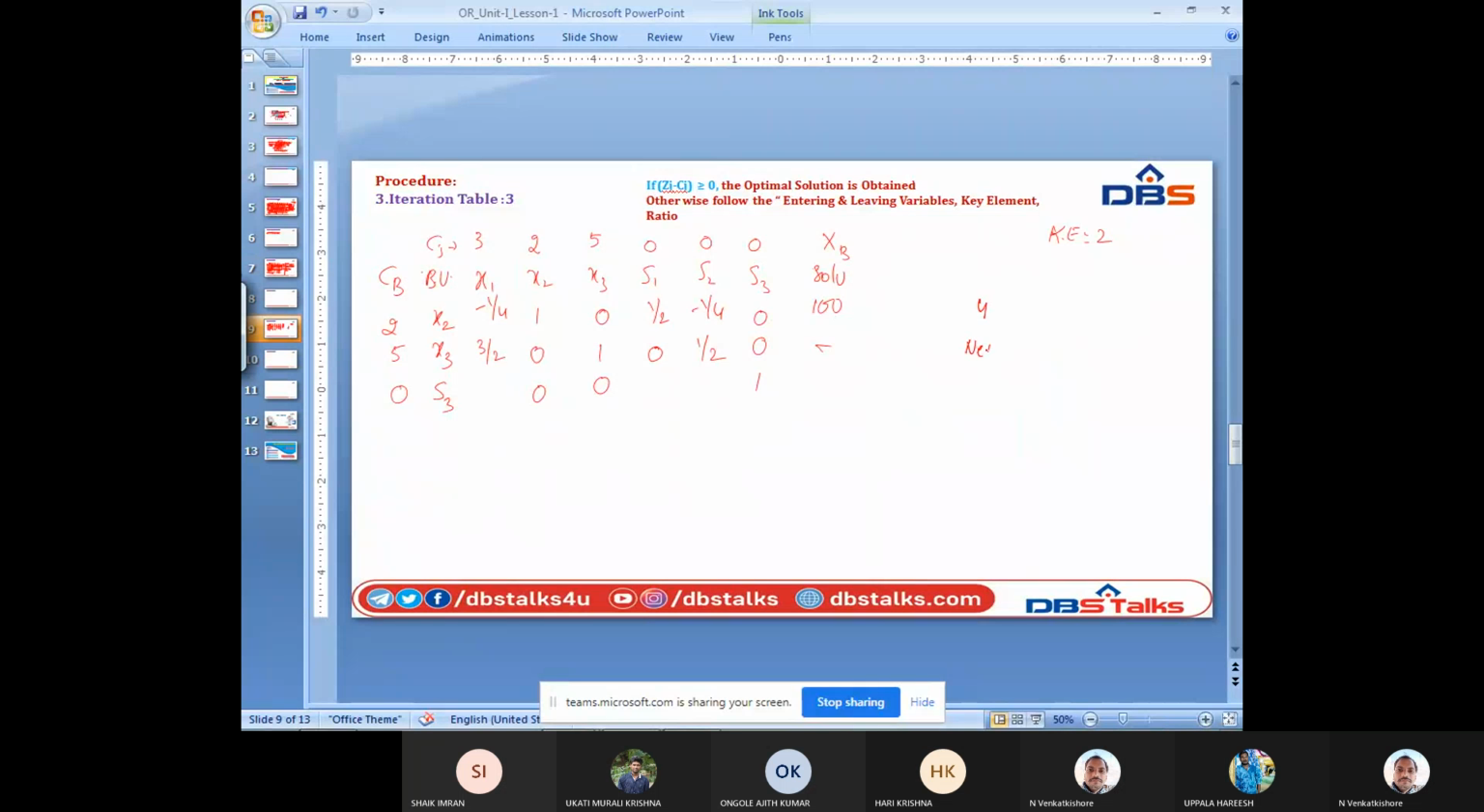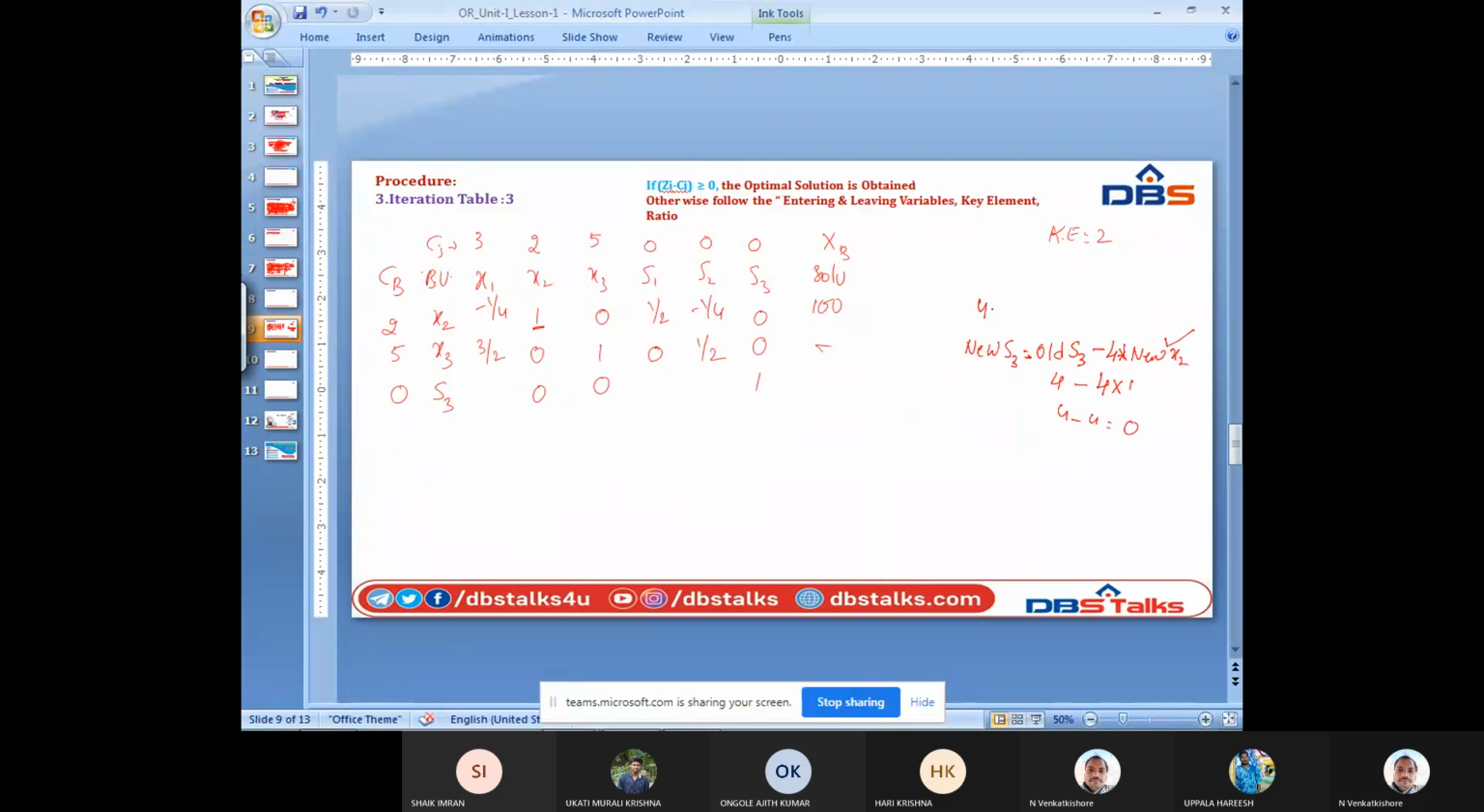So new S3 equals old S3, that is 4 minus, we have to use the new thing. New means minus, it is to be 0. So 4 into new x3, where new x3 is 1. So by multiplying with 1, 4 minus 4 equals 0. So we have to follow the equation as this.